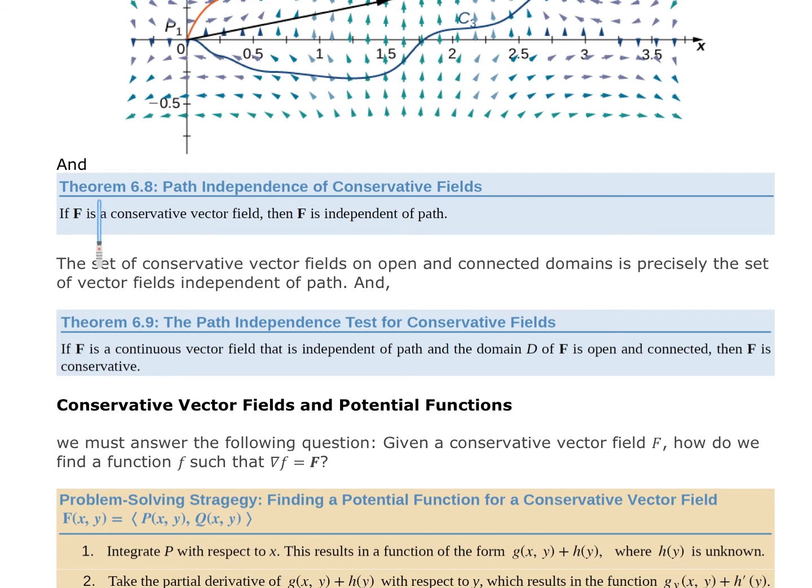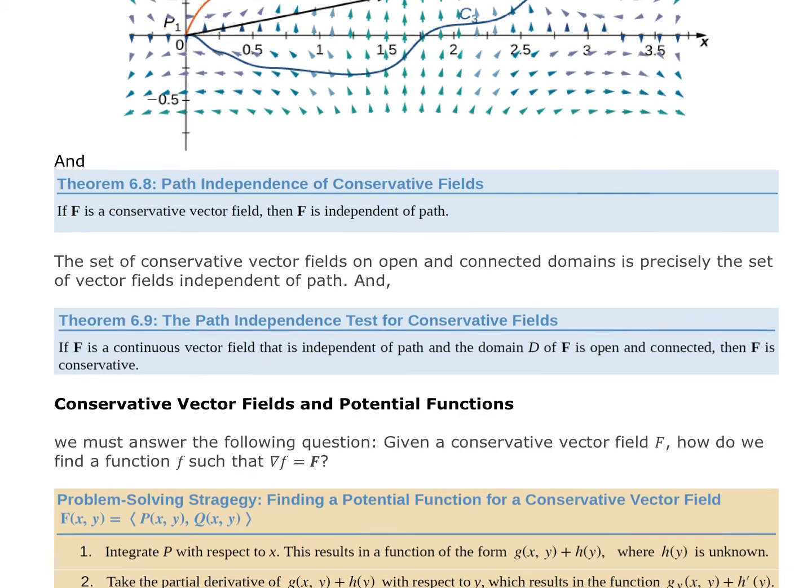Next, if F is a conservative vector field, then F is independent of path. The set of conservative vector fields on an open and connected domain is precisely the set of vector fields independent of path, and this next theorem says if F is a continuous vector field that is independent of path and the domain D of F is open and connected, then F has to be conservative. So we must answer the following question: given a conservative vector field, how do we find a function f so that the gradient of f is equal to F?